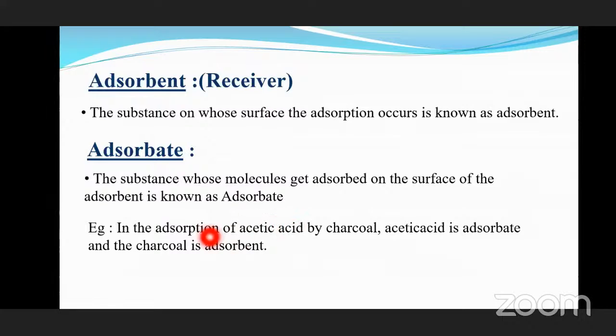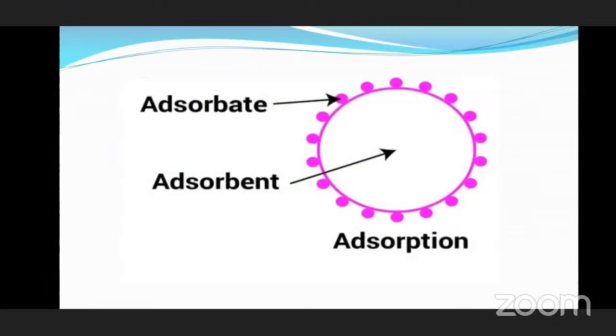Here, acetic acid is occupied on the charcoal. That's why acetic acid is acting as an adsorbate and charcoal is acting as an adsorbent. Okay, so then, here, clearly I mentioned adsorbate. Here it is. That means what?